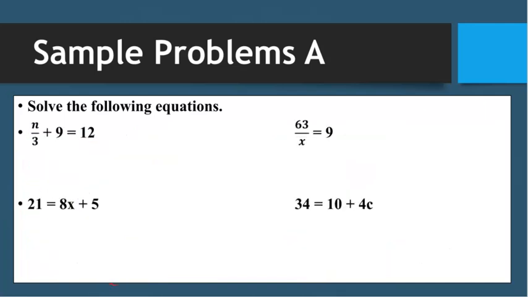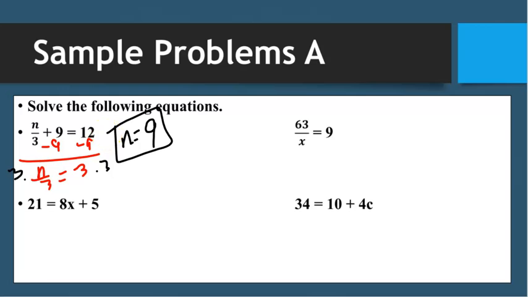A couple other examples here. Here we want to get n divided by 3 by itself, so the opposite of adding 9 is subtracting 9. You do that on both sides, and now I'm left with n divided by 3 equaling 3. The opposite of dividing by 3 is multiplying by 3. n is going to equal 9.